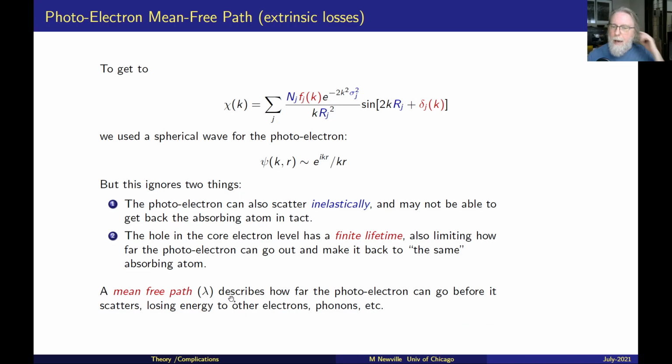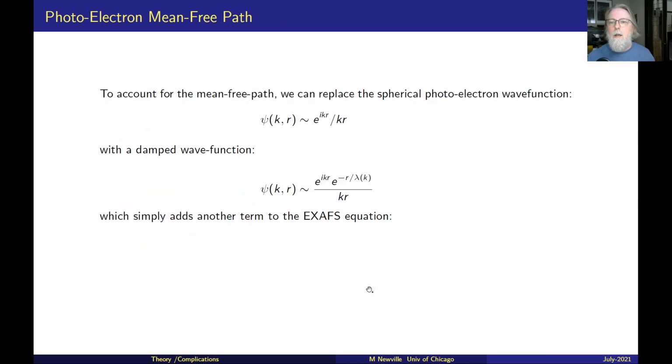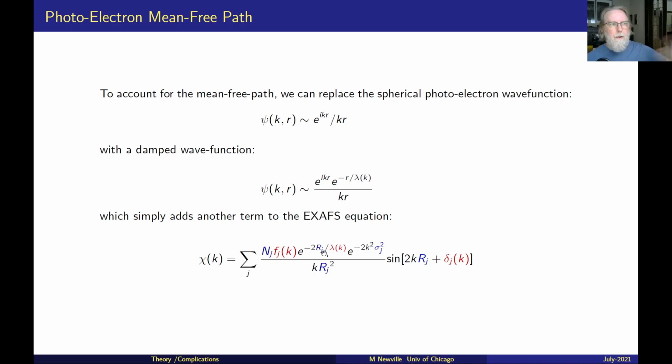So a mean-free path, it turns out, describes this pretty well: how far a photoelectron can go before it loses energy or coherence with the outgoing photoelectron. We can account for this by changing our spherical wave with a term like e to the minus r over lambda, which adds another term to the XAFS equation, and we get this term, 2r, that's going there and back, over lambda. So that's now our XAFS equation modified for this mean-free path term.